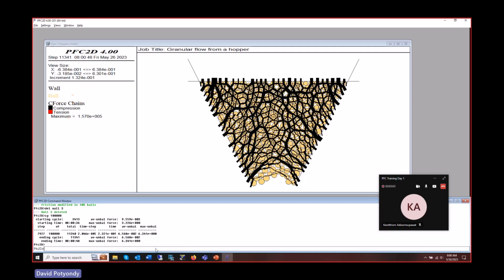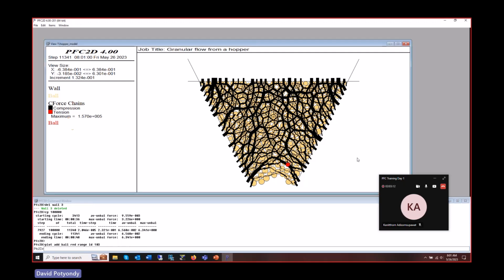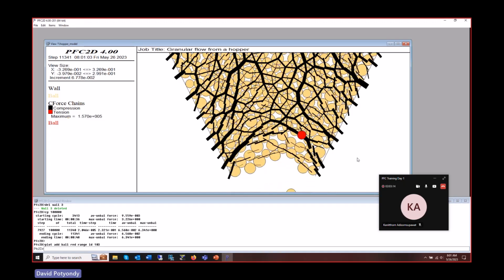Add ball red. Now let's zoom in on one of those balls. Plot, add, ball, red, range, ID 103. Let's see, did I get that right? Oh boy, let's zoom in now. Okay, there's one guy, and notice this big arch that's formed of high compression. This is the stabilizing arch, right? If you build a stone arch bridge, same type of thing. Here's the compression getting carried into the two side walls. Notice the high shear forces to withstand that. So this is in equilibrium.